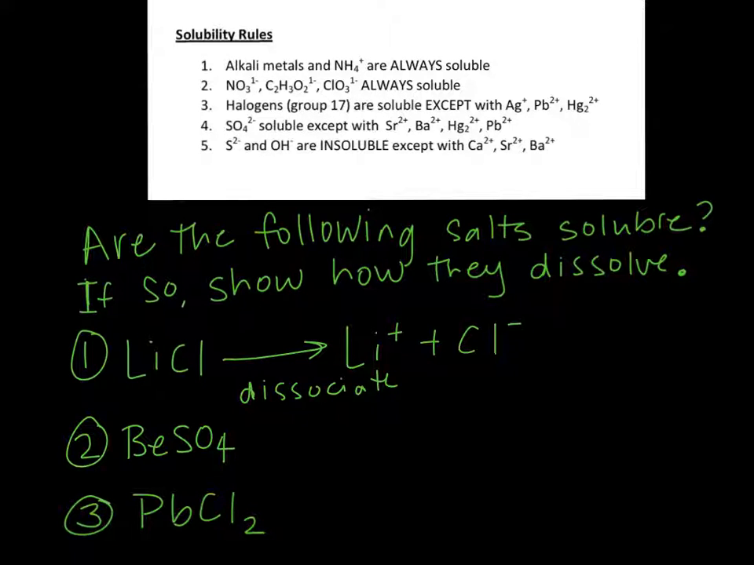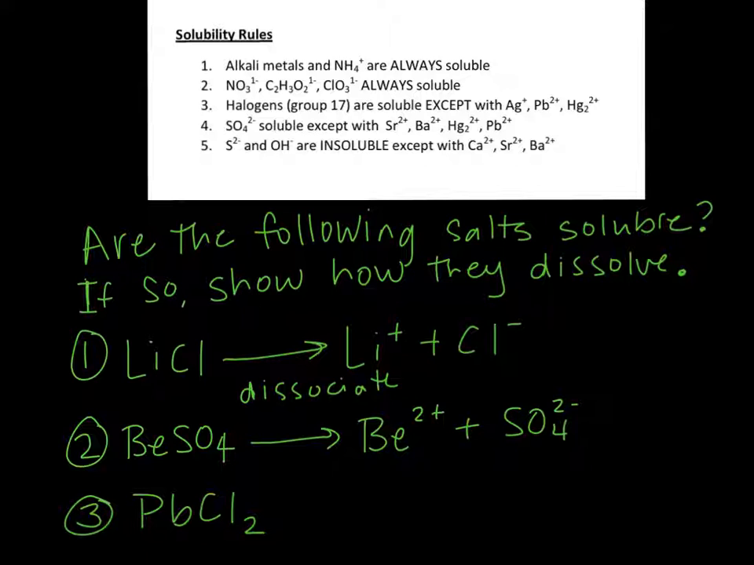All right. So number 2, beryllium sulfate. So right here is sulfates, and it says sulfates are soluble except with strontium, barium, mercury, or lead. And so if this was strontium, barium, mercury, or lead, this would not be soluble. But because it's beryllium, it's soluble. And so beryllium is +2, and sulfate is -2. So it forms its ions again.